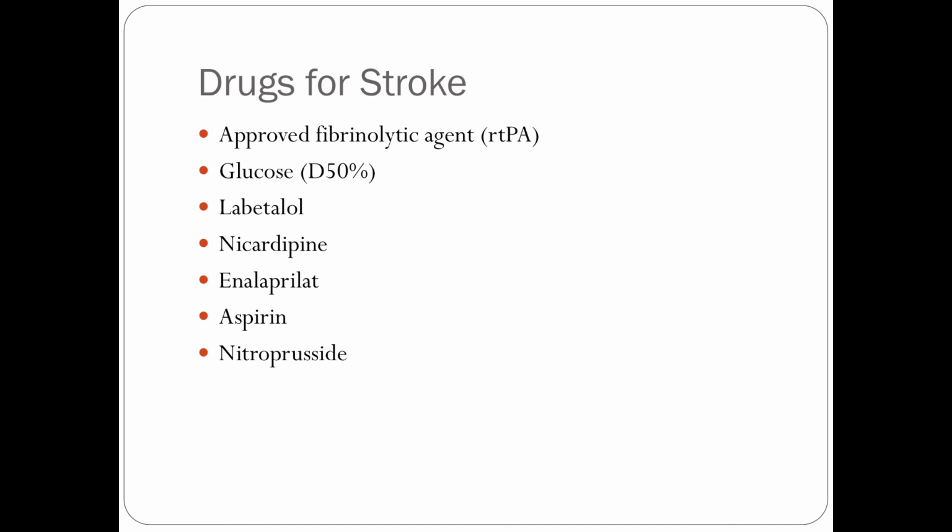So we'll look for TPA use, and D50 if there's something wrong with that. Labetalol is a beta blocker. We'll use it to help control pressures, but the new thing is to use nicardipine. That's a calcium channel blocker that'll be used to help with blood pressure control. We don't want to drop the blood pressure too much because that'll be detrimental. And we're also starting to look at other things like aspirin and nitroprusside for treatment of stroke.